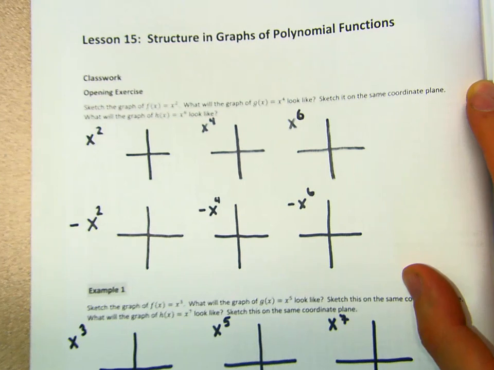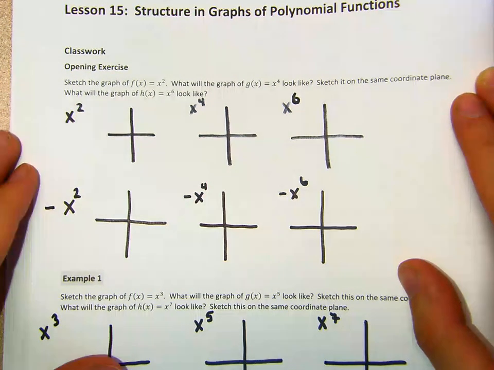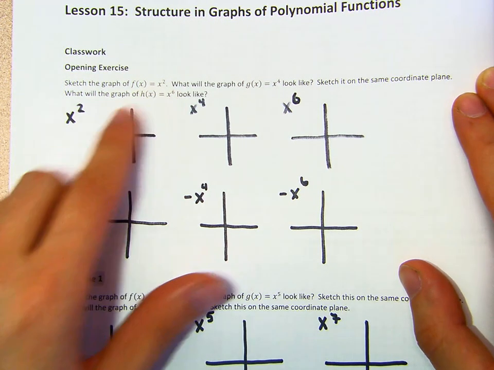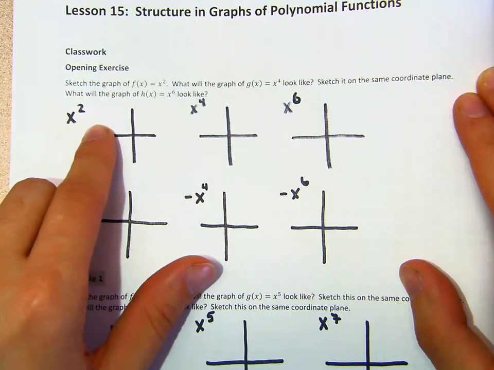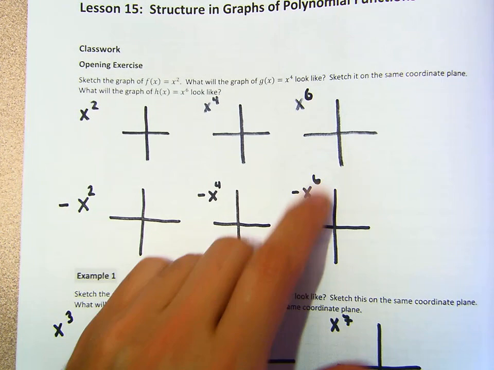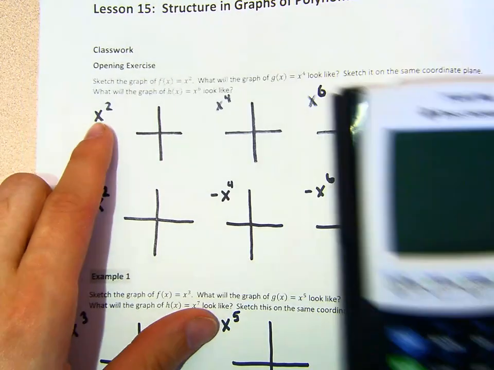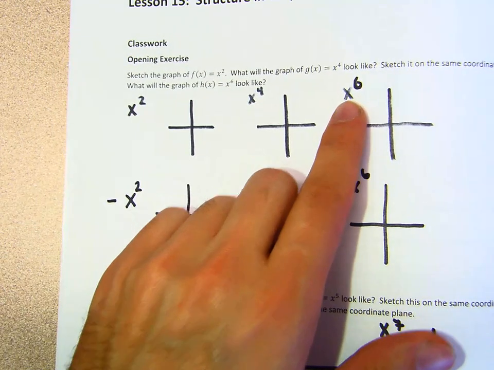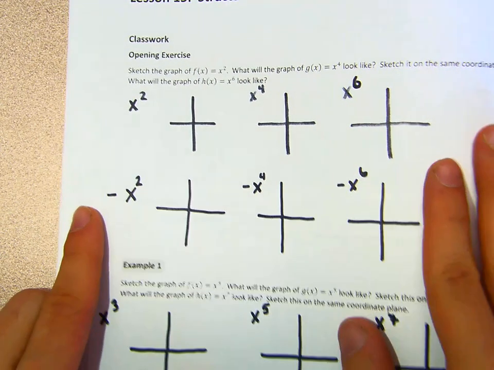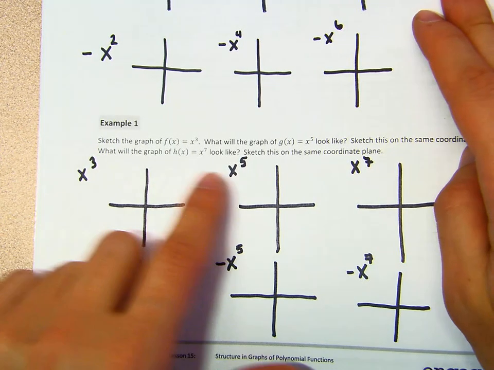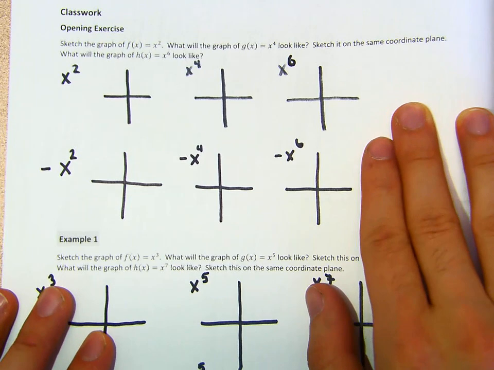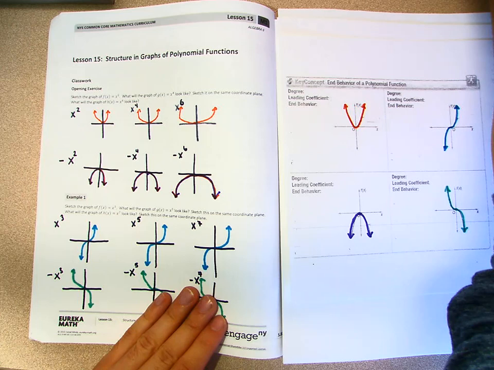Here, it's saying that if I have this f of x function, it's equal to x squared, what will this graph look like? What will x to the fourth look like? What will x to the sixth look like? Take your calculator and graph each of these: x squared, x to the fourth, x to the sixth. And then also graph negative x squared, negative x fourth, negative x to the sixth. Do the same thing for the others: x to the third, x to the fifth, x to the seventh, and these as well. All right? Take your time, pause the video, and graph them with your calculator. And I'll pause the video.